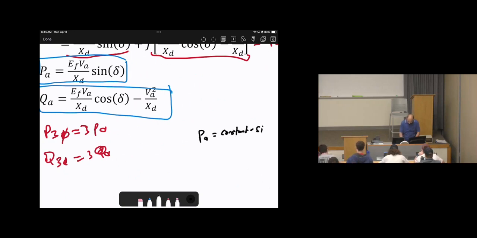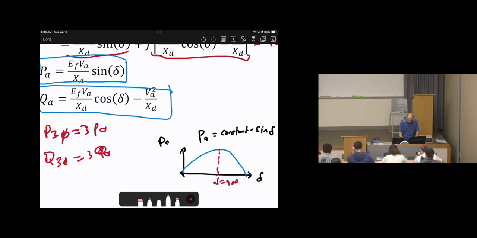times sine delta. Okay, how does this look? Here is delta, here is the power, then the power will look like this. The maximum power is achieved when delta equals 90 degrees, because sine of 90 degrees will be 1.